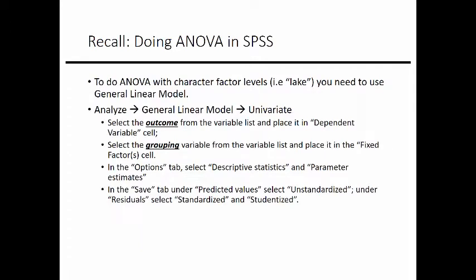If I was going to do this just as a straight up ANOVA and ignore the covariate, I could go through and do my ANOVA in SPSS. You probably have done this already for your projects. So analyze, general linear model, univariate. You can select your outcome, select your grouping variable, go into your options tab and select descriptive statistics and parameter estimates. That's going to give you the full amount of tables. And then under the save tab, you can get the predicted values, the unstandardized residuals, and the standardized and studentized residuals if you're interested in looking at all of those.